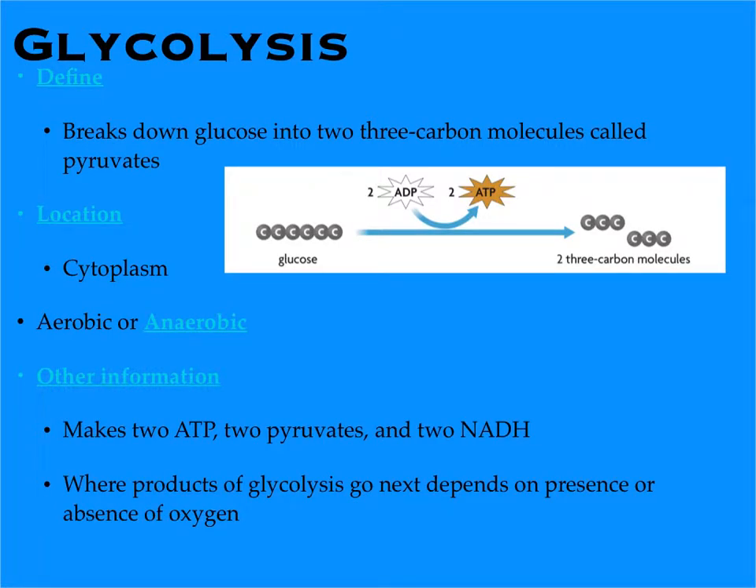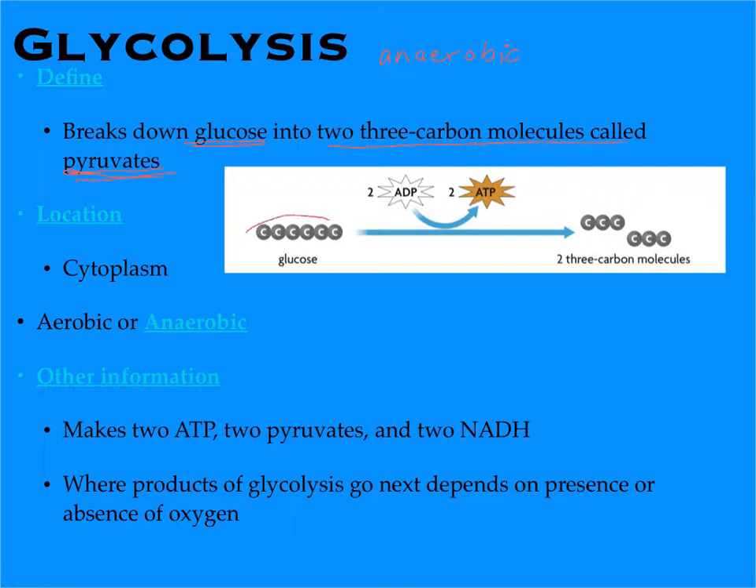So glycolysis is the start of cellular respiration. Glycolysis itself is actually anaerobic. It doesn't need oxygen for this part of the process. Glycolysis breaks down glucose, a 6-carbon sugar, into 2 3-carbon molecules called pyruvates or pyruvic acid.